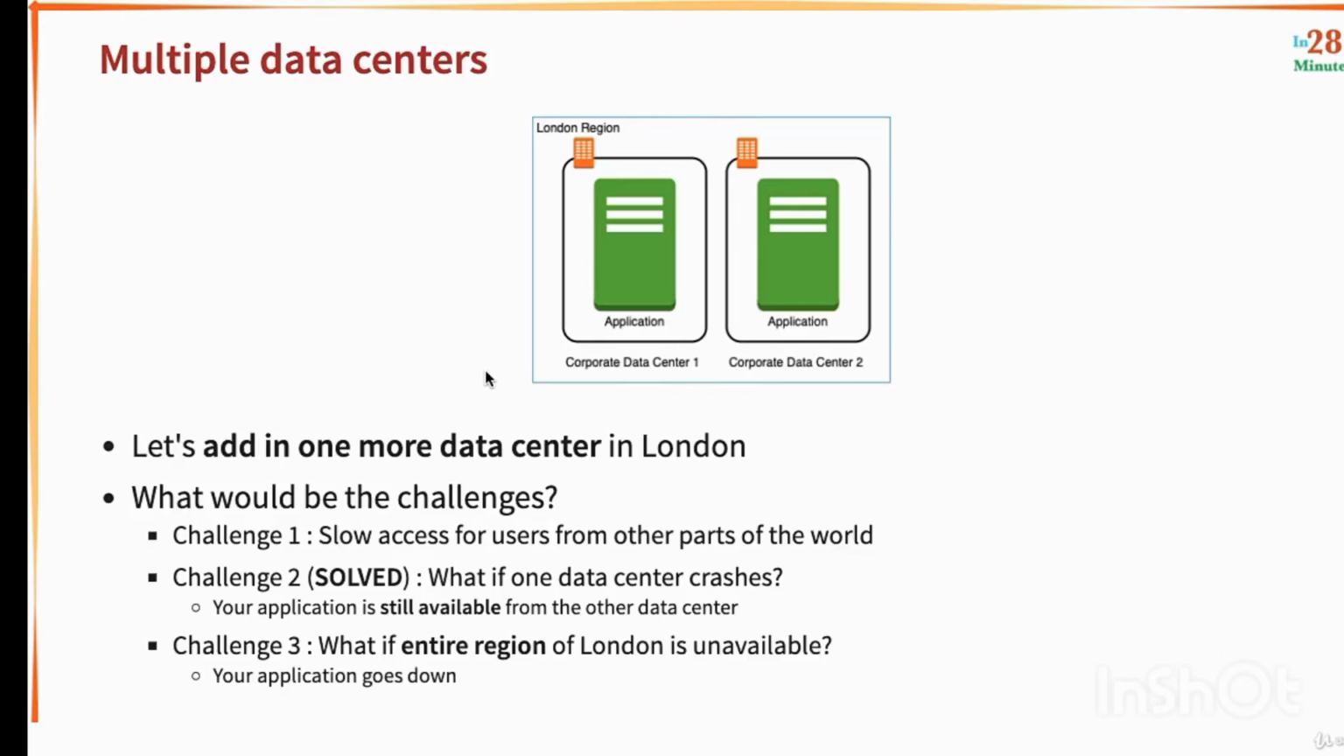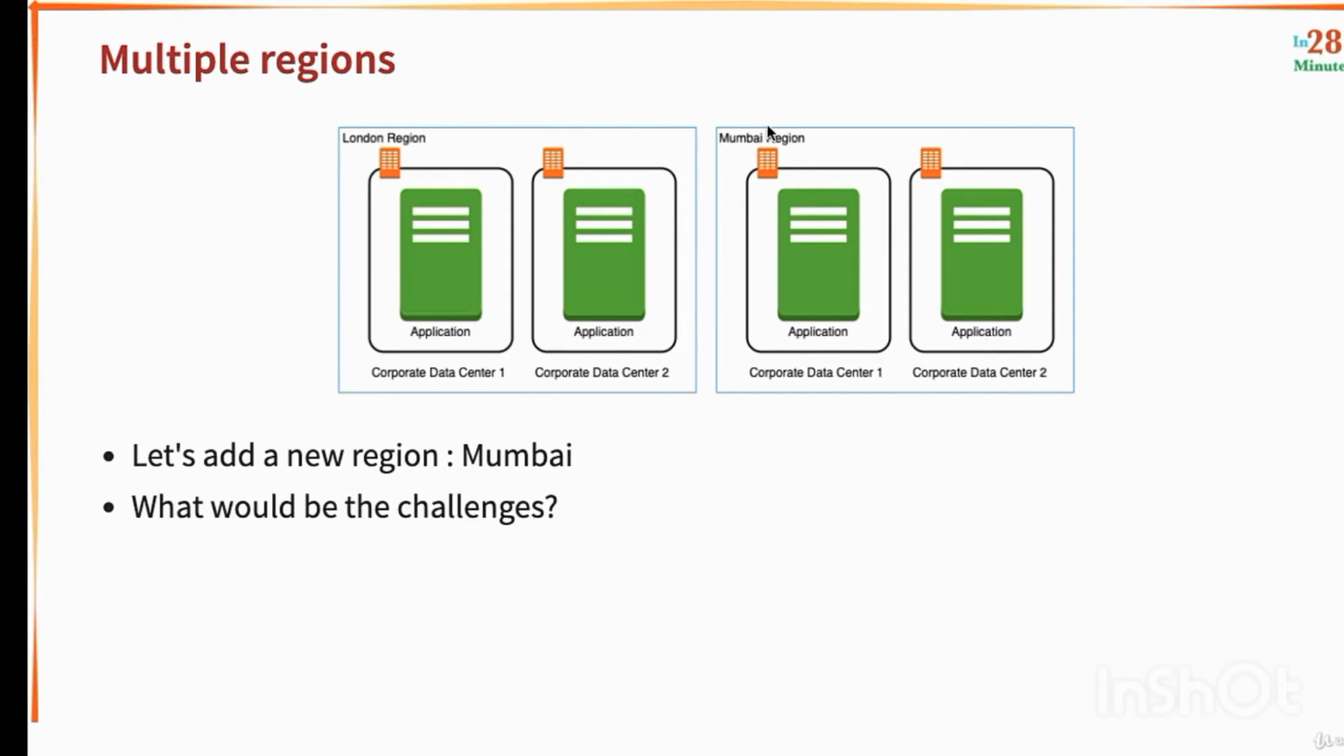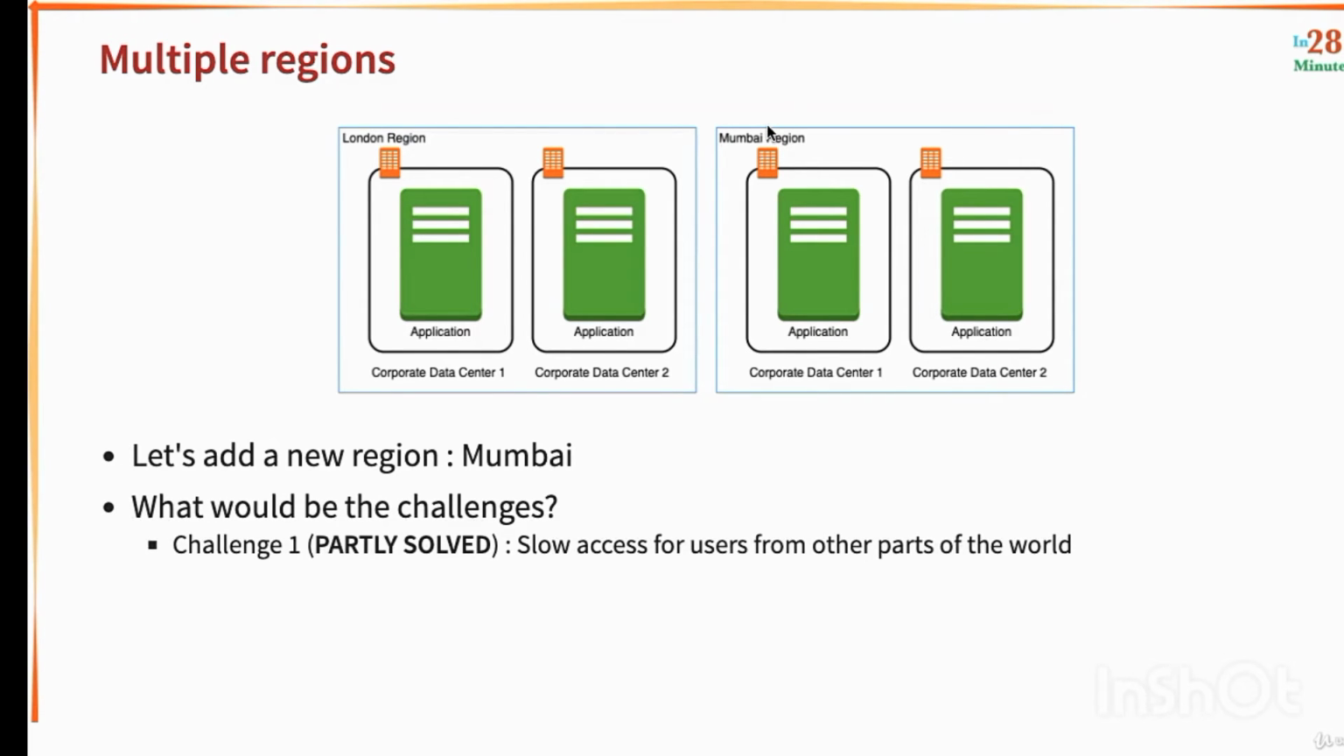Now, how do we improve this? What we would do is we would have the same architecture set up in two regions. So we are adding in a new region called Mumbai. What would be challenges now? Challenge one, slow access to users from other parts of the world is partly solved. Access from Mumbai would be fast, but access from other regions of the world, for example, New York or Sydney, will still remain slow. And you can solve this by adding deployments for your applications in other regions.